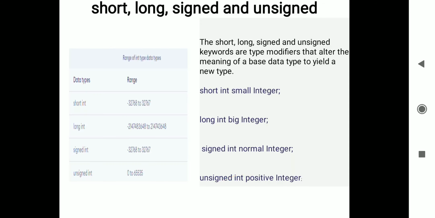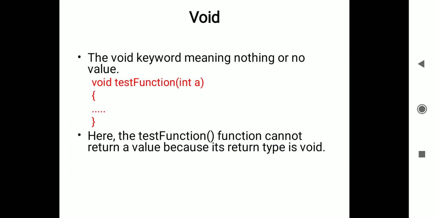Next keywords are short, long, signed and unsigned. These keywords are type modifiers that alter the meaning of a base data type to yield a new type. Means there is a range of data types, and within this range you use short integer, small integer, biggest integer, signed integer and unsigned integer.